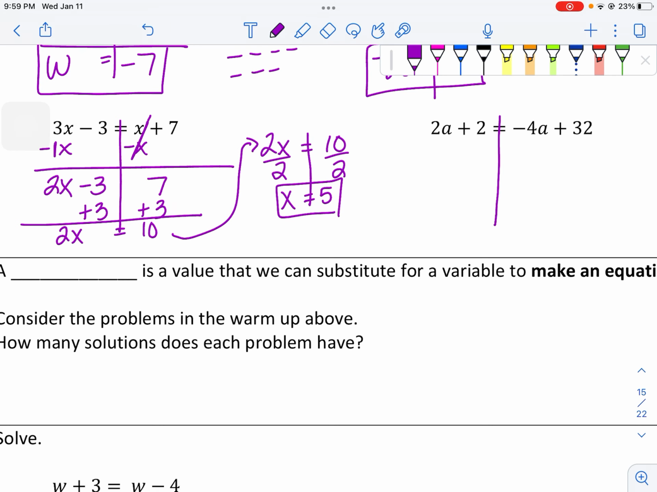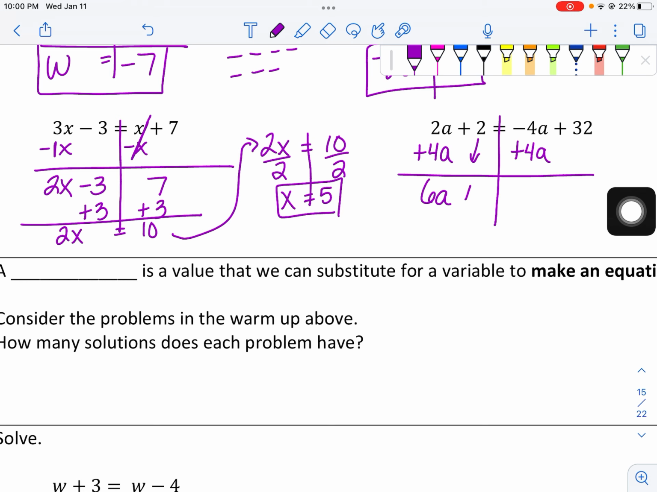The last warm-up was another one with variables on both sides. If I have variables on either side of the equal sign, I need to move my variable terms to one side. So I'm going to start with this negative 4a, and I'm going to do plus 4a. Make sure you bring the variable with it, and line that up with the like term on the other side. This 2 had an a, so the 4a is going to go with the 2a. So 2 a's plus 4 a's is going to be 6 a's. I'm going to bring that positive 2 down. This equals 0, so all I have left on the right is 32.